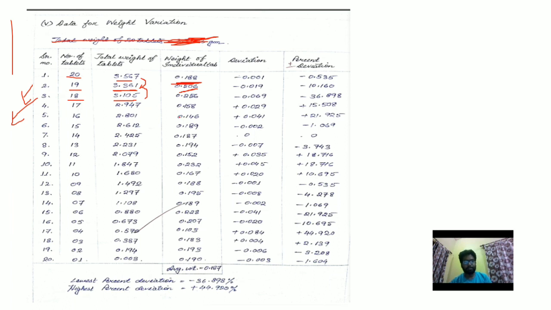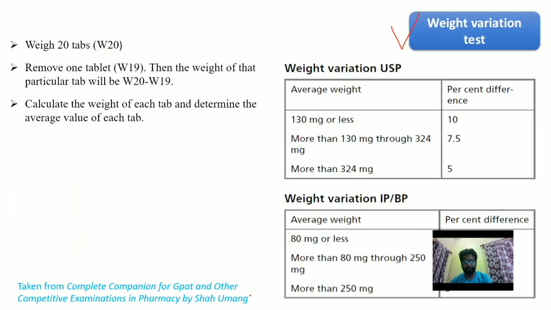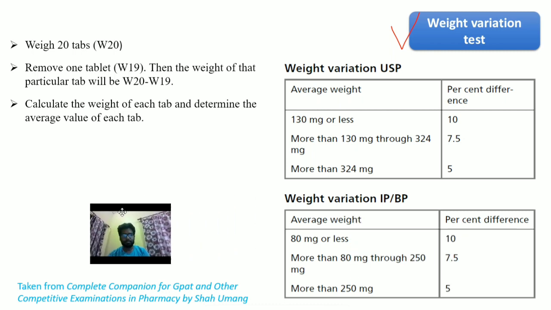After that you have to calculate the average weight of the individual tablets, and calculate deviation and percentage deviation. You have to report the lowest percentage deviation and highest percentage deviation like this. All this I have written here, and the limitations are written here.